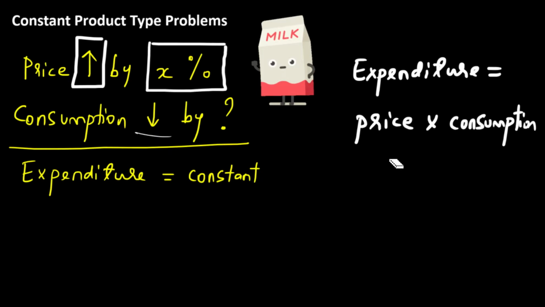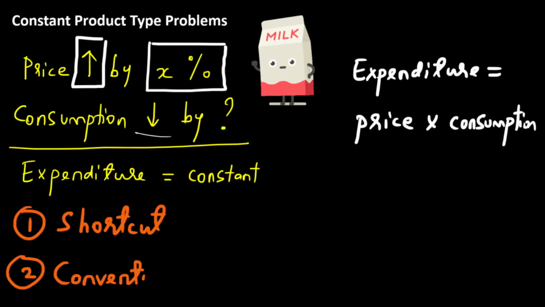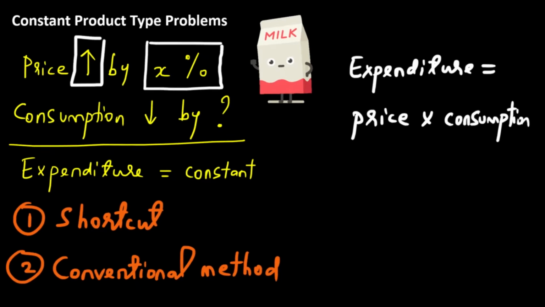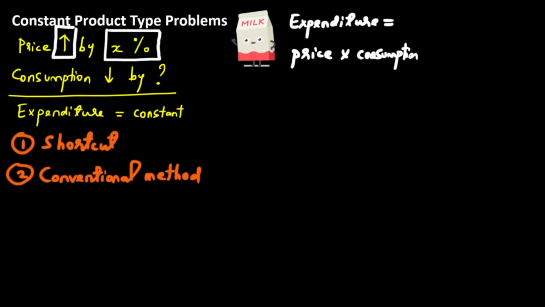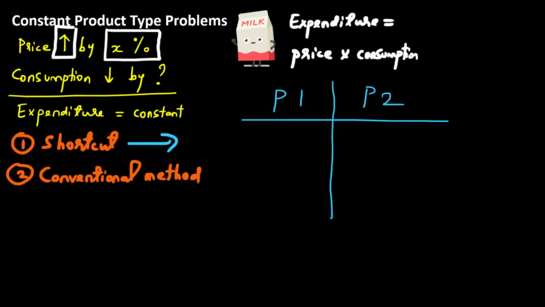Now to solve this type of questions, let's discuss in this video a shortcut as well as the conventional method. Alright, let's keep this aside and we start with the shortcut. Now over here you can see that there are two parameters, right? For example, expenditure is constant, price is one parameter, consumption is one parameter. So P1 stands for parameter 1. Similarly, P2 stands for parameter 2.